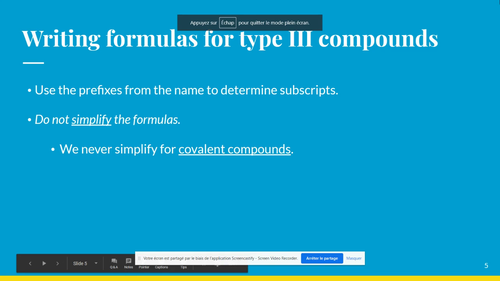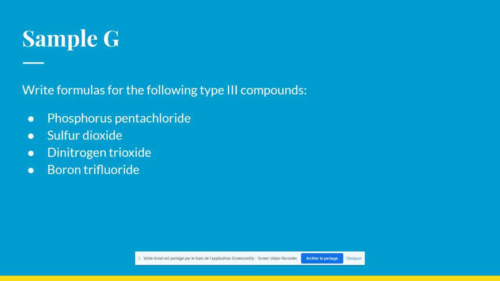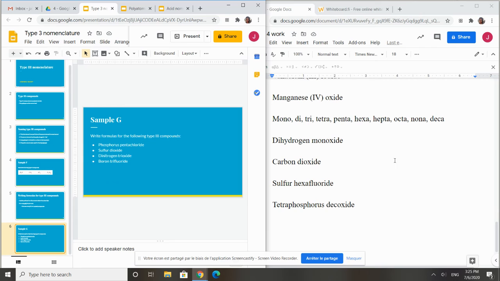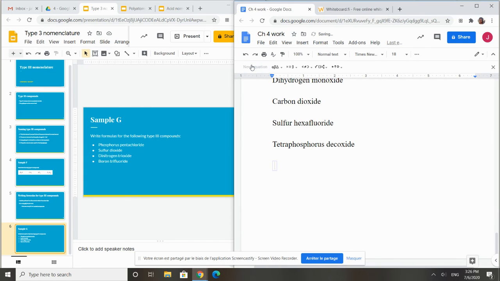When you're writing the formulas, you're just going to use the prefixes to determine the subscript. It's really important with type 3 that you do not simplify the formulas. We only simplify for ionic compounds, not for covalent compounds. Let's take a look at an example. So because there's no prefix by phosphorus, I assume that it's really 1. So just P, and then it says penta, so that means that there's 5, so PCl5.